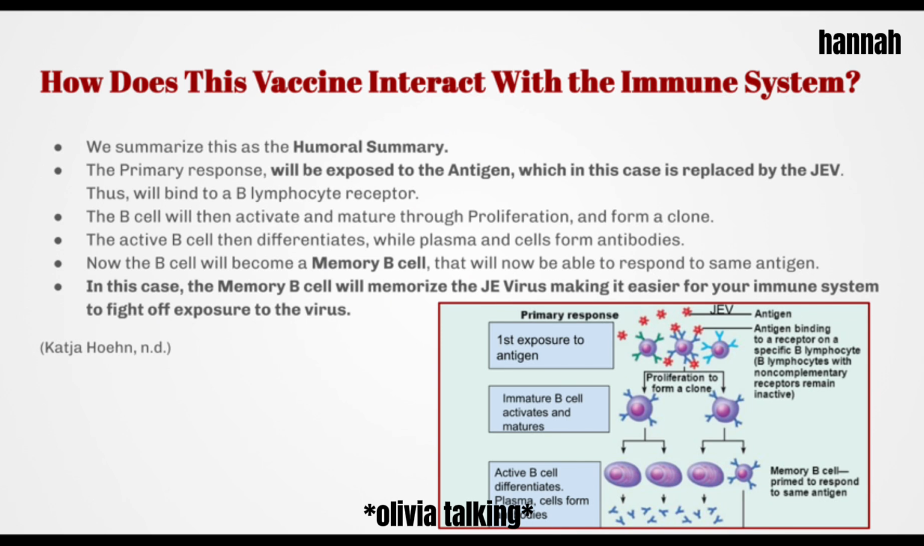Now the B cell will become a memory B cell. This will now be able to respond to the same antigen. In this case, the memory B cell will memorize the JE virus, making it easier for your immune system to fight off exposure to the virus.